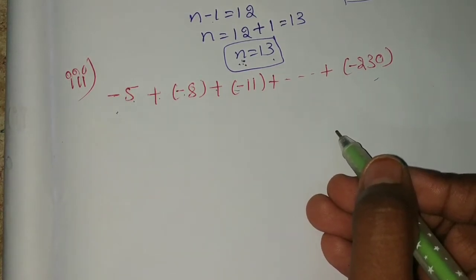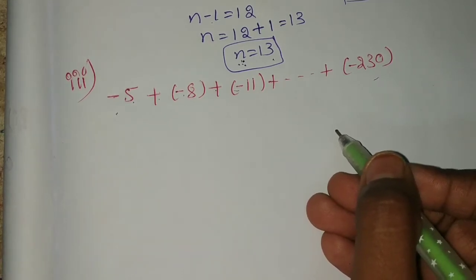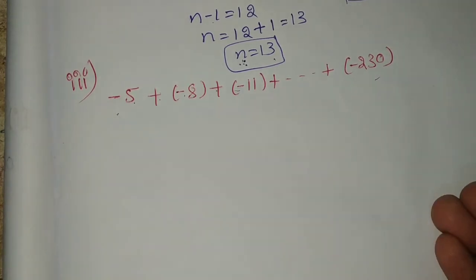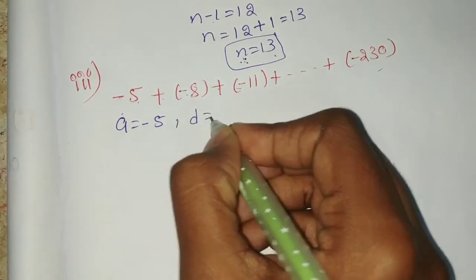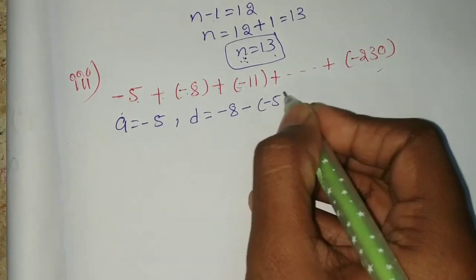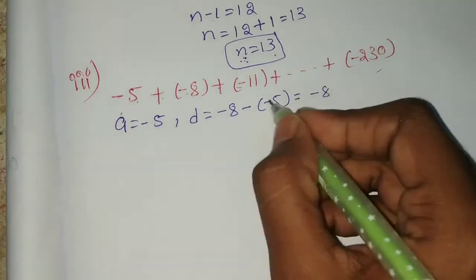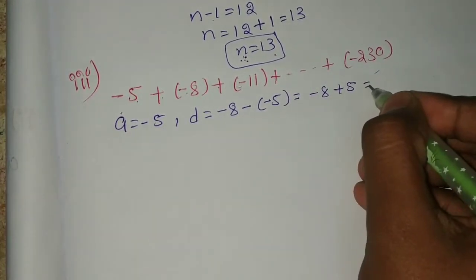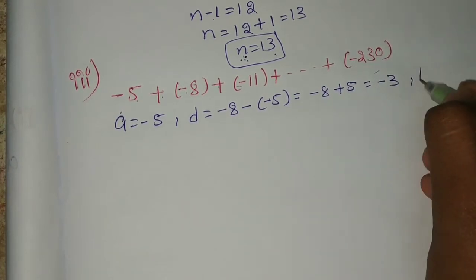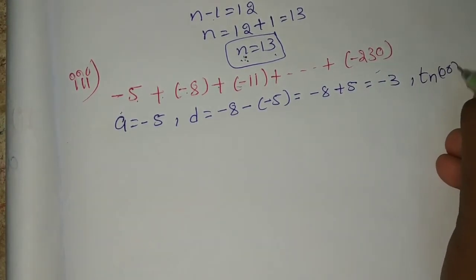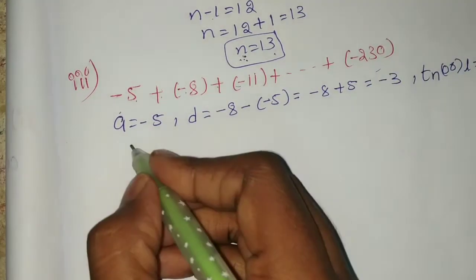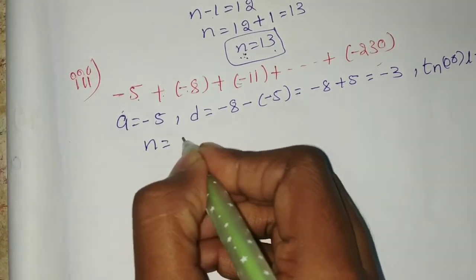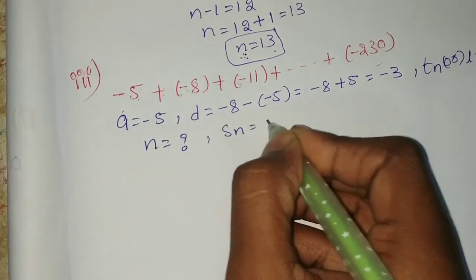What we need to find? We need to find n, that is the number of terms. Then we can solve the sum of terms. Okay. So what is a here? Minus 5. What is d here? Minus 8 minus of minus 5. So minus 8 plus 5. So we get minus 3. What is the nth term, Tn or last term? L is equal to minus 230. Already they have given it. So let's find n here, and then the sum of n terms.